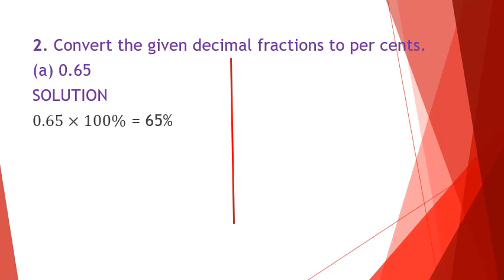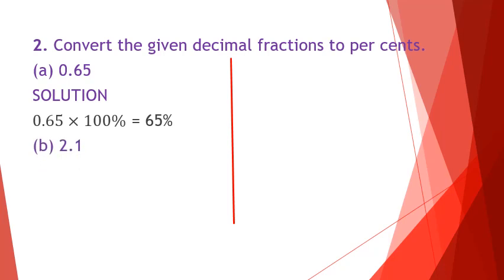So here the decimal point will shift 2 digits. That means after 6 and 5 the decimal point will shift, giving 65. So we get the answer as 65 percentage.